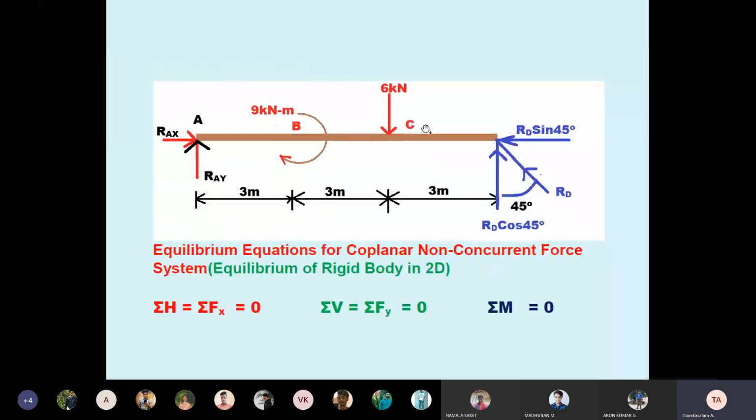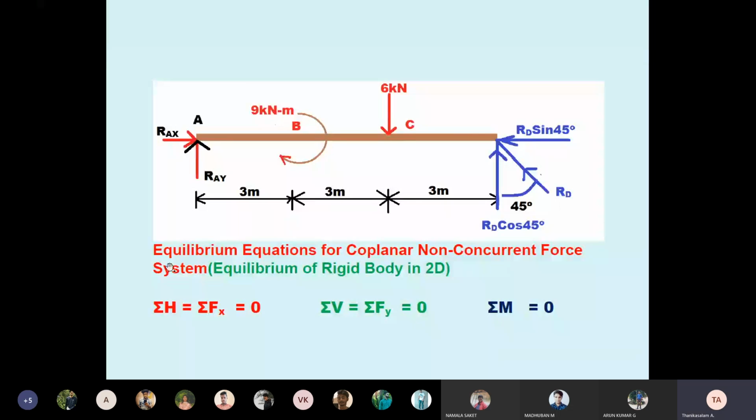And at point C, there is a 6 kN point load. At point B, students, there is 9 kN meter. That is called a couple moment. So we have clearly drawn the free body diagram.